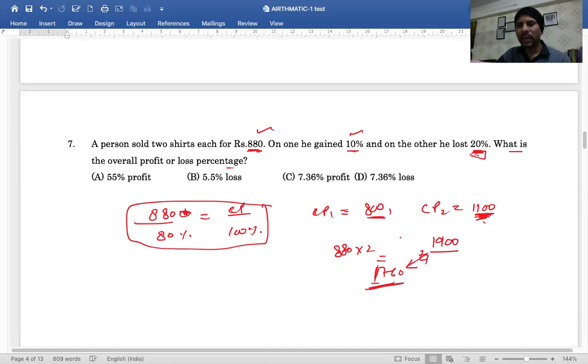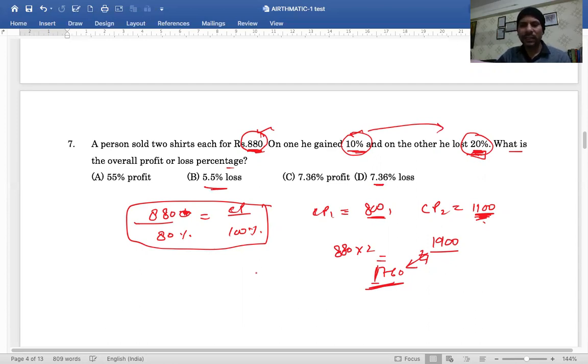Now look at the other way as well. We can see the sales price of the 2 articles is the same, one at a gain of 10%, another at a loss of 20%. So the loss amount is much higher than the profit, so there should be a loss. If we look at the options, we have two: one is 5.5%, another is 7.36%.